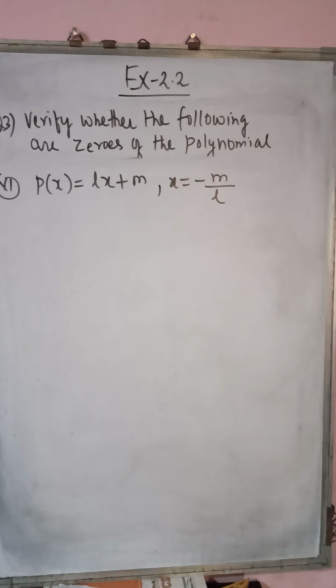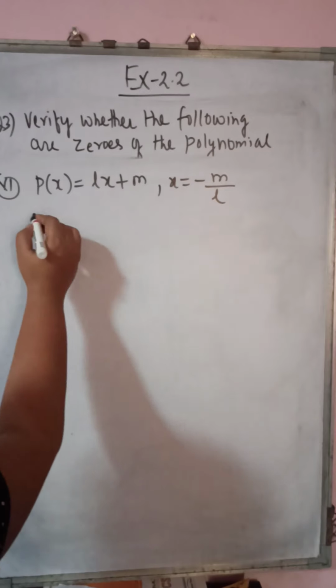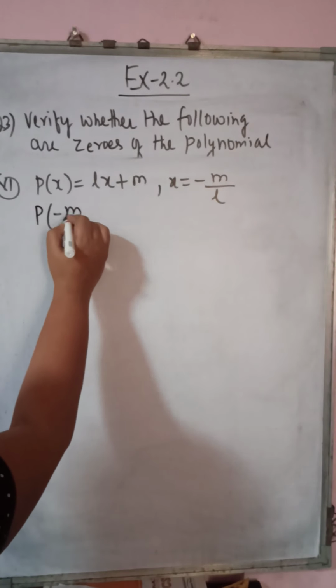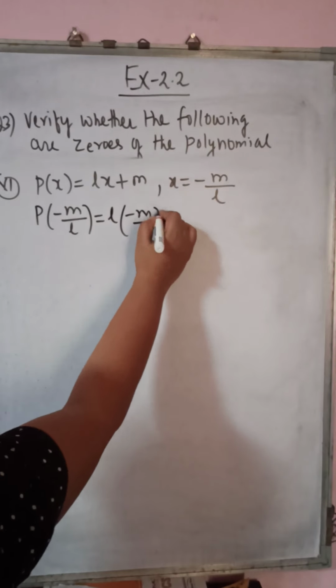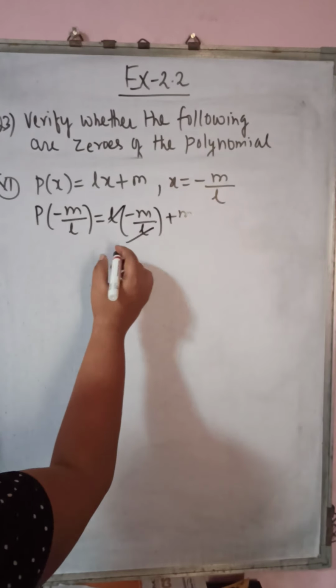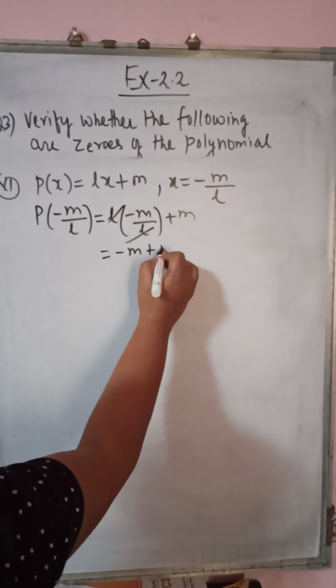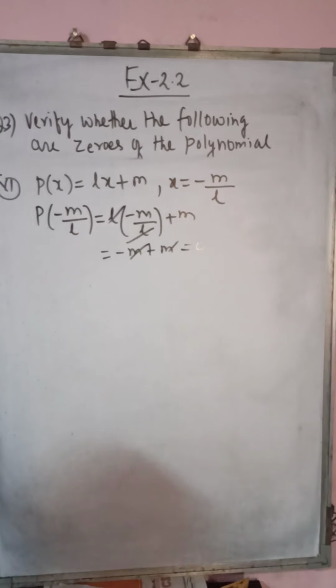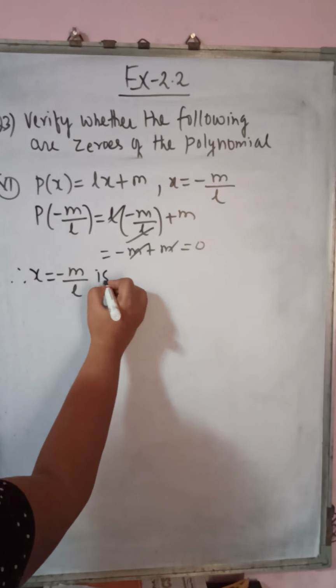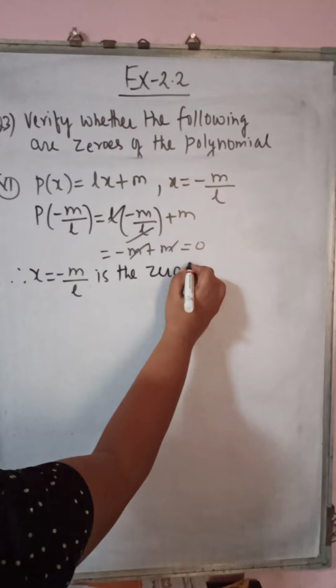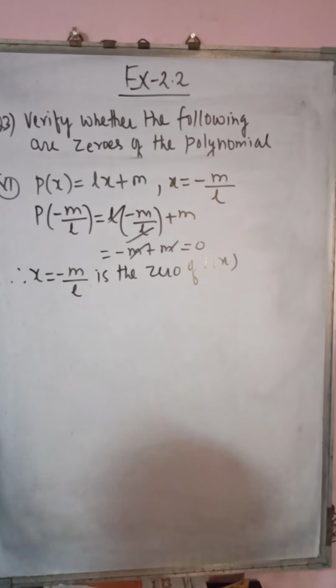Okay, question number 3, sixth part. The polynomial is p(x) equals lx plus m. So in place of x, what will you put? Minus m by l. So l into minus m by l plus m. This gets cancelled. So minus m plus m is equal to 0. Therefore, x equals minus m by l is the zero of the given polynomial p(x).